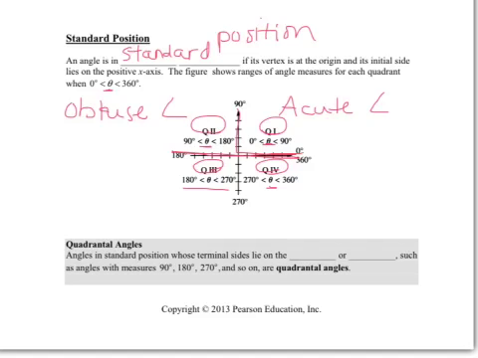So quadrantal angles, it says an angle in standard position whose terminal side lies on the x-axis, which is this axis right here, or the y-axis, which is right here, such as angles with measures 90, 180, 270, and so on. So these are all quadrantal angles. So here's your 90, here's your 180, here's your 270, and then here's 360 degrees, your whole rotation.